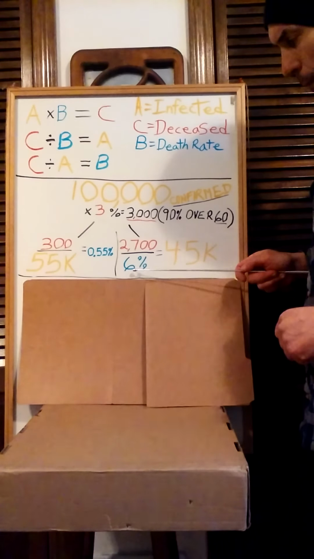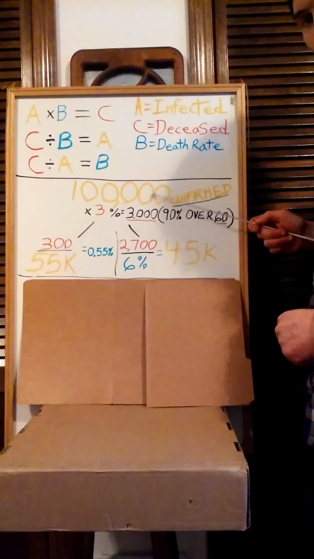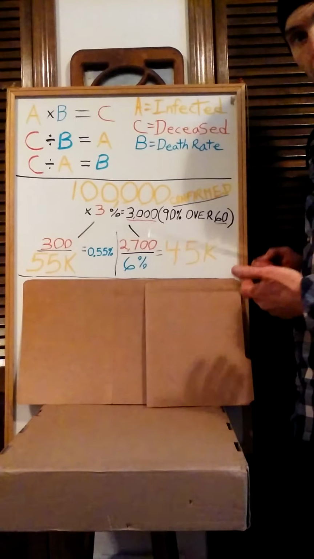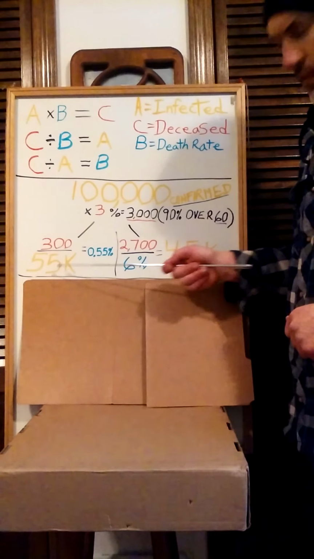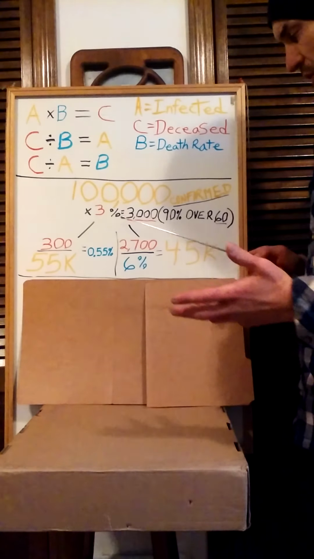So if you use 6% and divide these out, that shows 45,000 of these 100,000 are 60 and over. What does that leave? That leaves 55,000 for the under 60 group. So the math is simple.